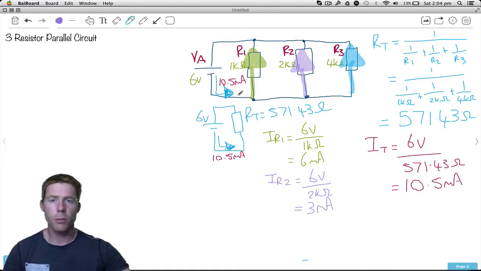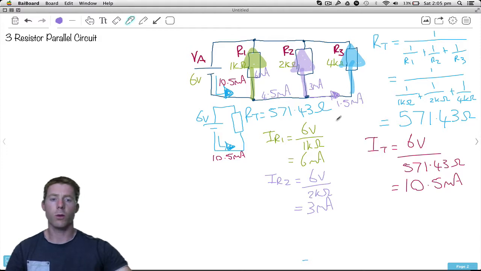So we start with 10.5. 6 goes that way. We would be left with 4.5 this way. Of that 4.5 going up here, 3 goes up there. So how much should we be left with this way? Well, we should be left with 1.5. Start with 10.5, we lose 6, we should be left with 4.5. We lose 3, we should be left with 1.5.